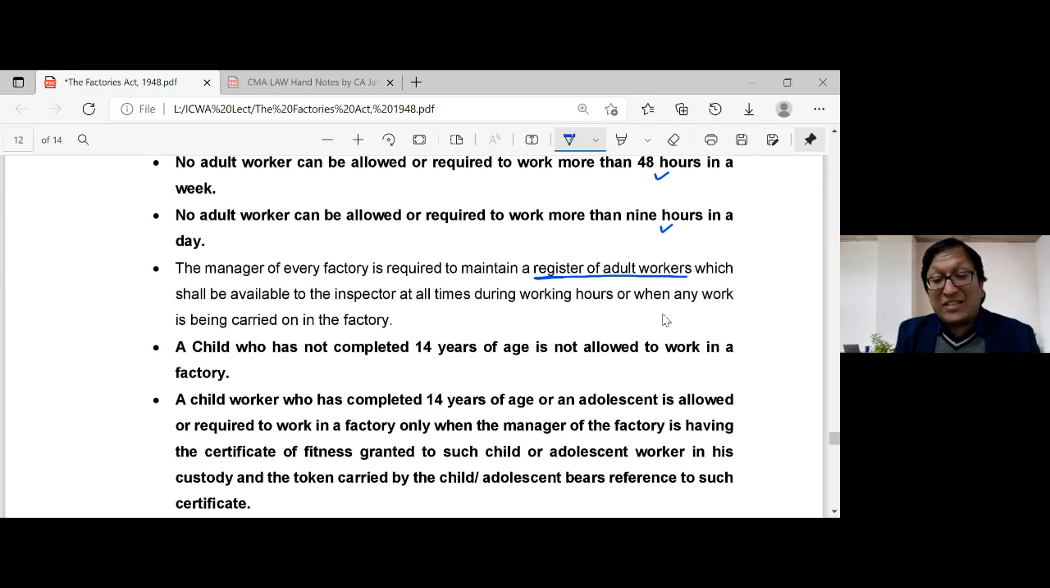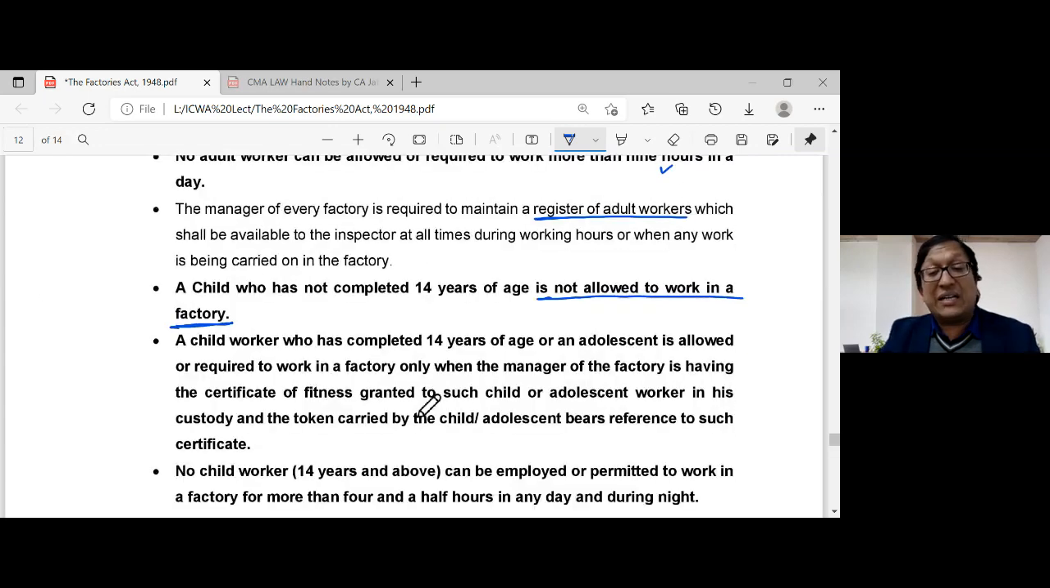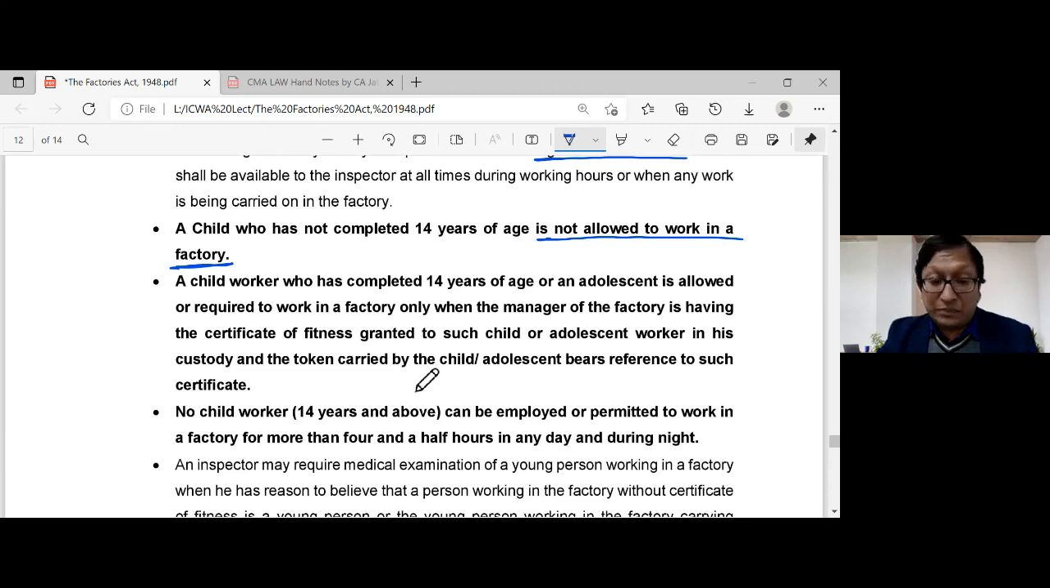A child who has not completed 14 years of age is not allowed to work in a factory. It is the duty of the occupier to see that no child below the age of 14 years is working in his factory. In case it is found, then there are many laws under which he can be punished for that. The Factories Act is definitely against it, but there are other laws as well.